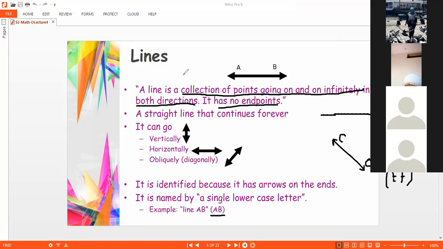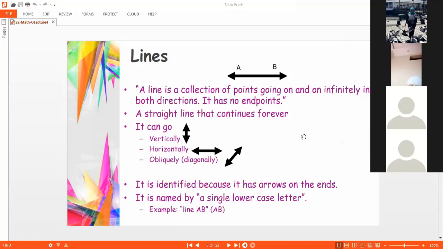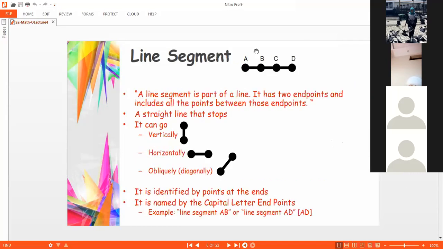So after the line, what do we have? We have something called a line segment, or a segment. What's the meaning of a segment? It's a part of a line, but it has two end points. Two end points means it has a beginning and it has an end.